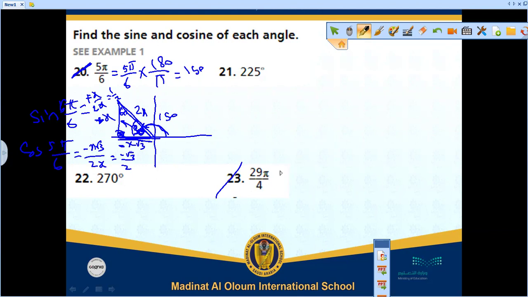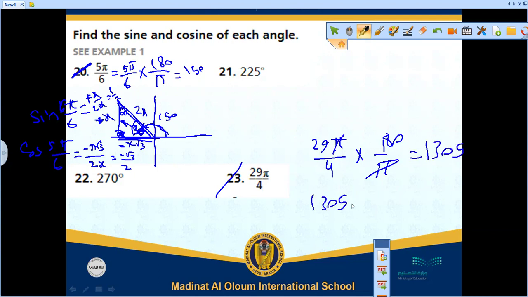This one, guys, it's more than 2 pi. By degrees, it's what? It's 29 pi over 4, multiply by 180 over pi, cancel pi with pi. This one gives 1305. I keep subtracting 360 until it's less than 360. I think once. 3 times 360 makes 225.